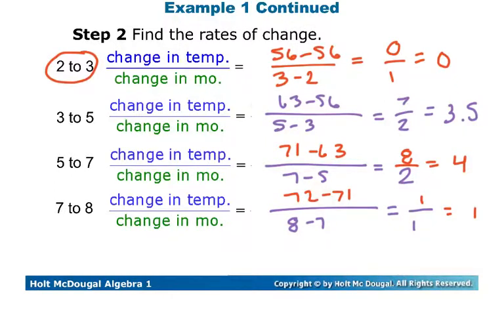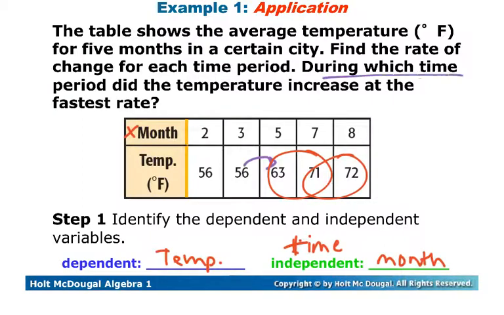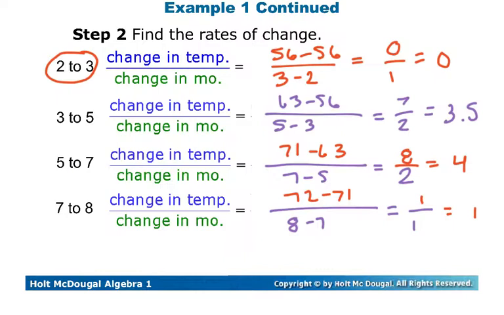And so remember, they were trying to find out which time period did the temperature increase at the fastest rate. And so the fastest rate is going to be the largest number. And so between 5 to 7 is the fastest rate.